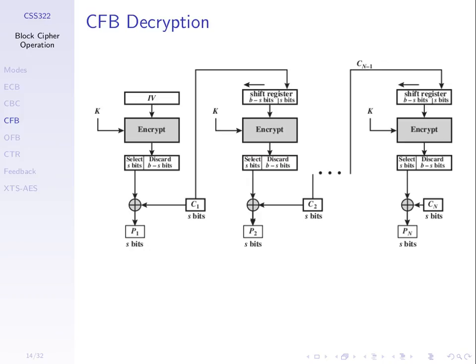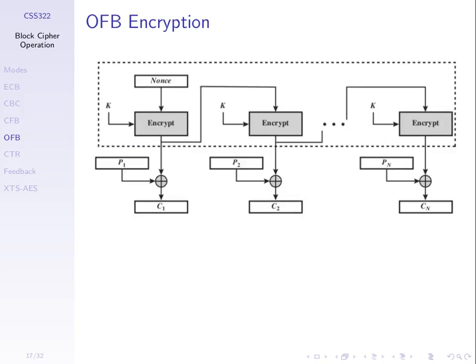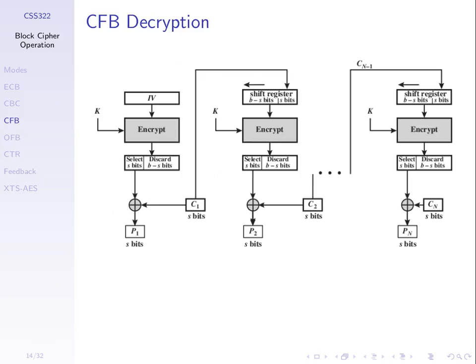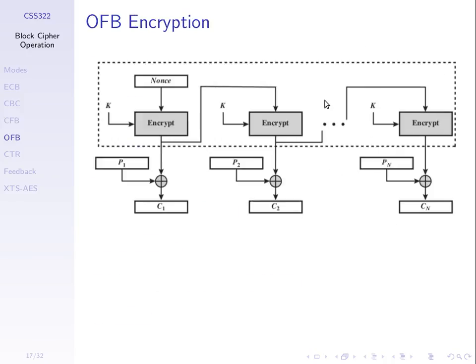That's the decryption. There's a variation of that called output feedback mode. Similar, we encrypt a value XOR with P1, and the feedback in this case, instead of C1 going into the next stage, the output of the encrypt goes into the next stage. Maybe hard to see, but here in CFB, what goes into the next stage? C1. With OFB, what goes into the next stage, not C1, but the step before the XOR, the output of the encrypt goes into the next stage.